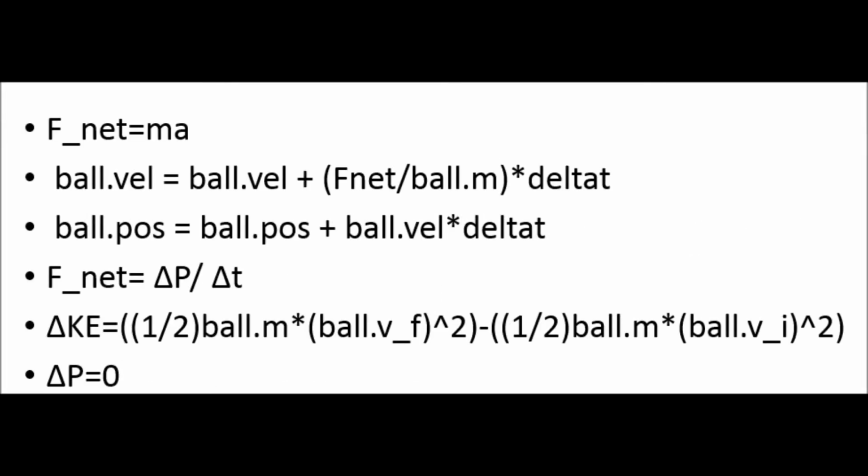Using the equations F net equals ma, final velocity of the ball equals initial velocity of the ball plus F net divided by the mass of the ball times the change in time, final position of the ball equals initial position of the ball plus velocity of the ball times delta t, F net equals the change in momentum over the change in time, the change in kinetic energy equals 1/2 mass of the ball times final velocity squared minus 1/2 mass of the ball times the initial velocity of the ball squared, and change in momentum equals 0, we can create a computational model of the data.